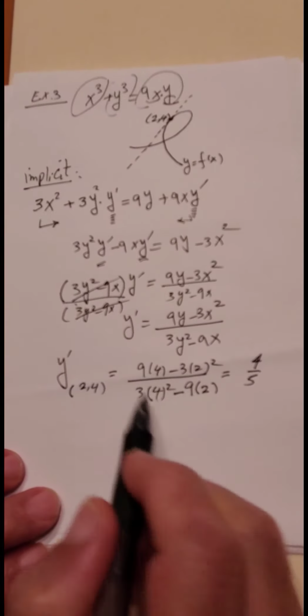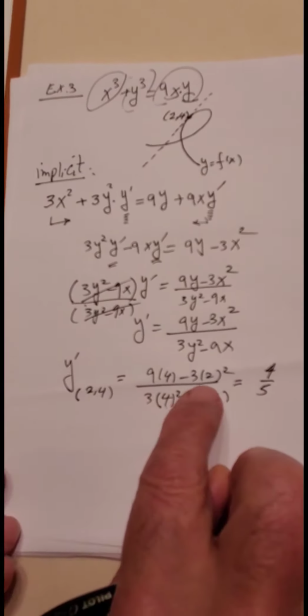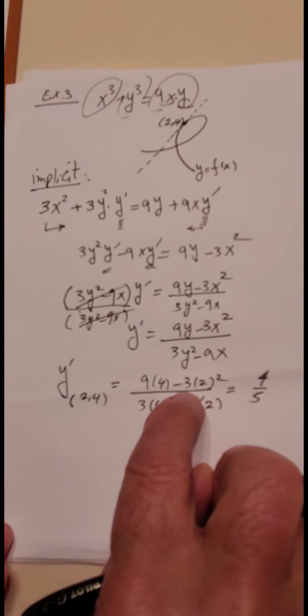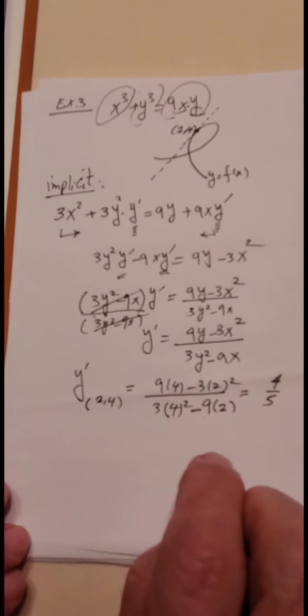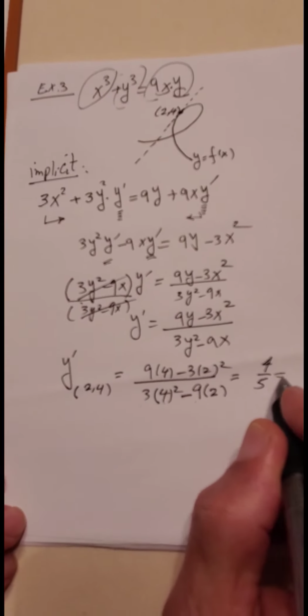So you could use your calculator. Simply use a calculator: multiplication and then exponent, and then multiply again, subtract, and then do the same for the bottom, and then divide. You will get that 4/5. This 4/5 is the slope.